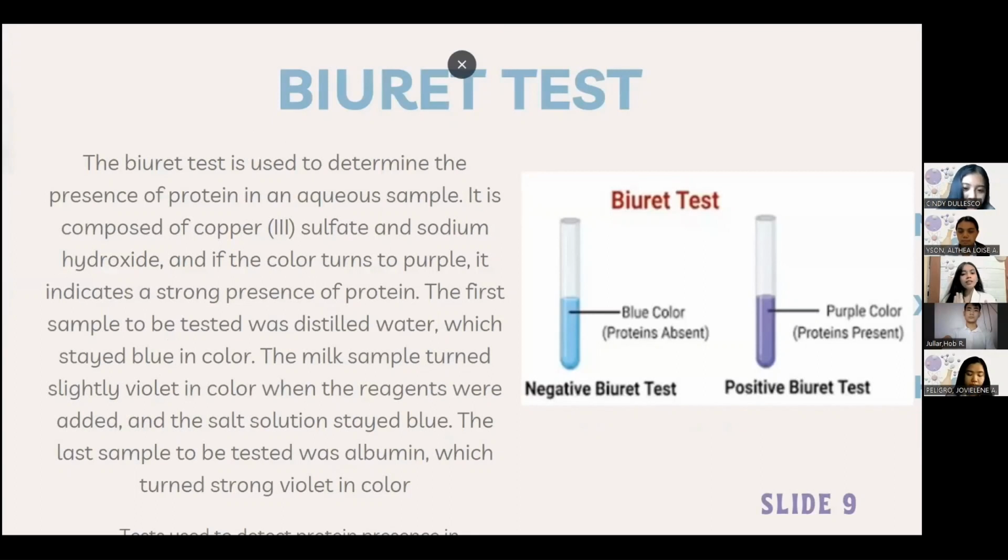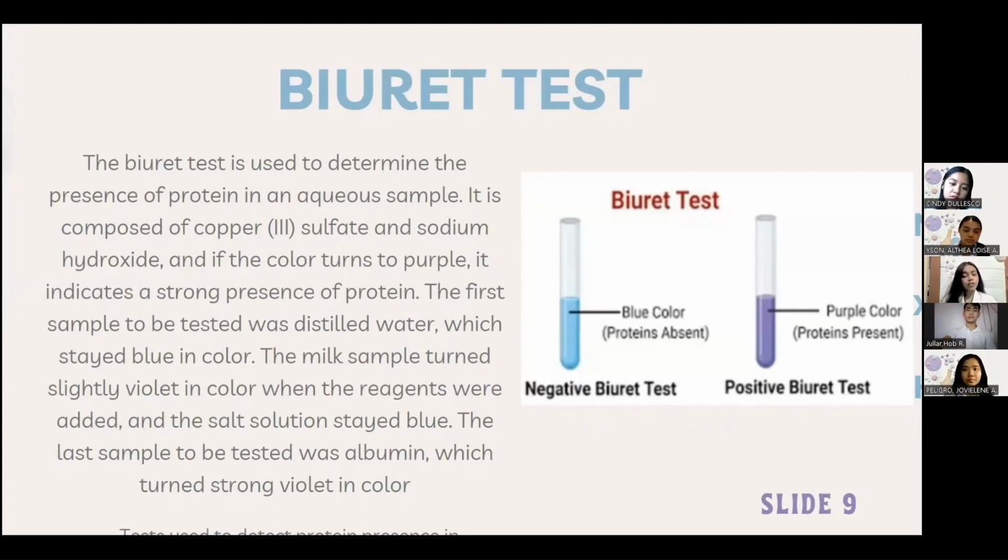Okay, so for the first test that was conducted, it was the biuret test. This test's purpose was to determine the presence of protein in an aqueous sample. Its main components are copper sulfate and sodium hydroxide. The biuret test made it easy to distinguish protein by assigning colors to a positive and a negative result.